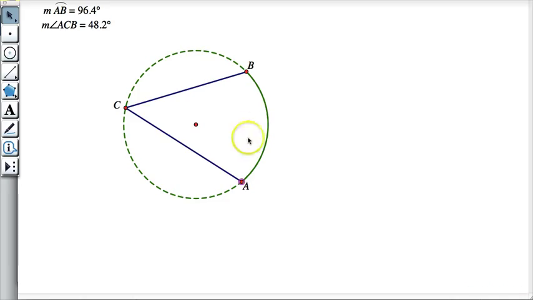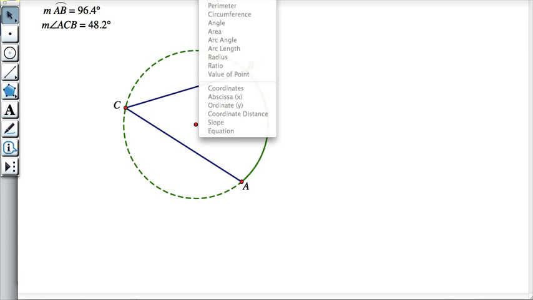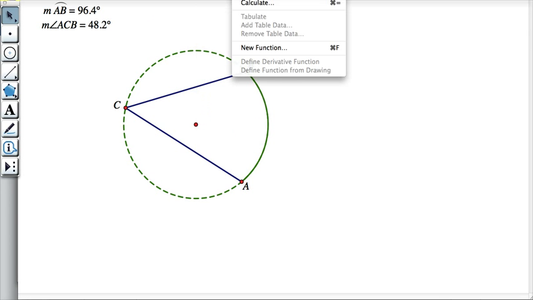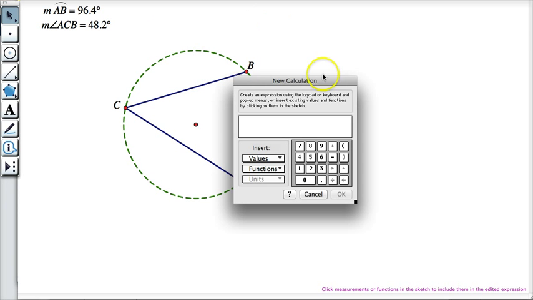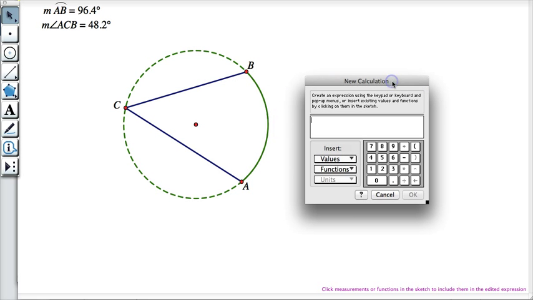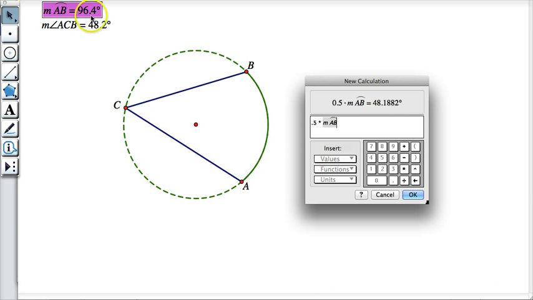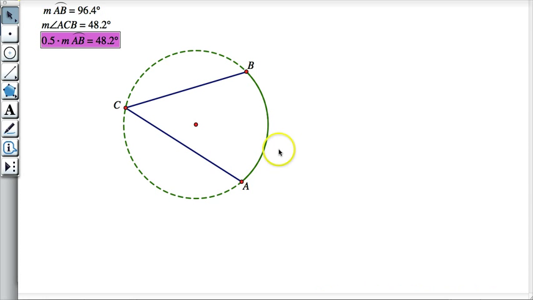So just to formalize that a little bit, I'm going to use a Sketchpad feature to calculate half of the measure of the intercepted arc. So we'll do that like this. If you go to Number, we can calculate. And what I'll calculate is basically 0.5, or half, times, and then I can select measure of arc AB. Okay, so that now makes that a constant calculation.